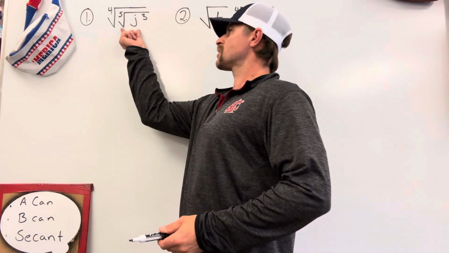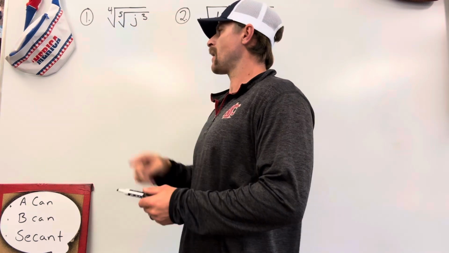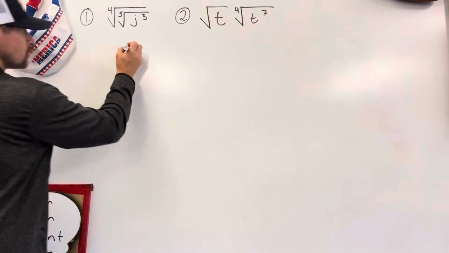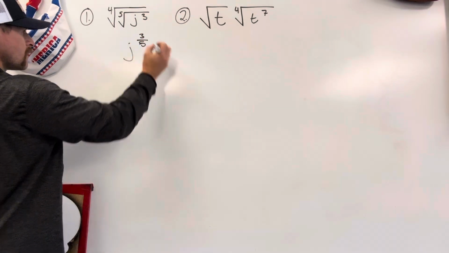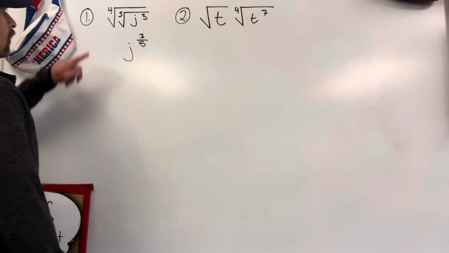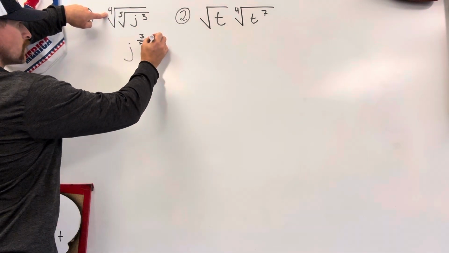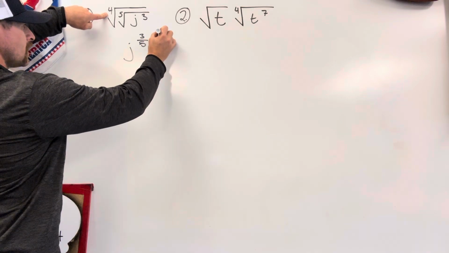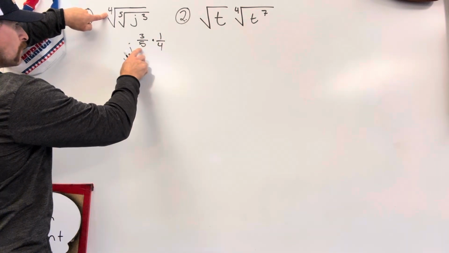The first thing you're going to want to start with is right here. We got fifth root of j to the third power. So what does that really simplify down to? That's just j to the 3/5 power. Now, outside of that, we have the fourth root, which is going to be multiplied by this, and that's going to give me a 1/4. So we're going to be taking 1/4 and multiplying them together.